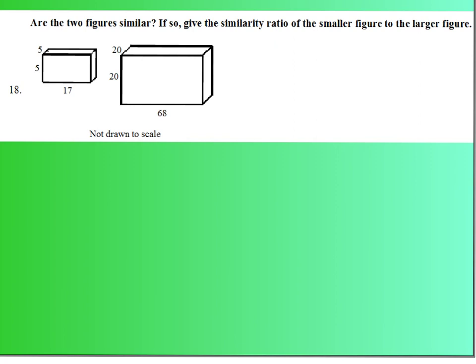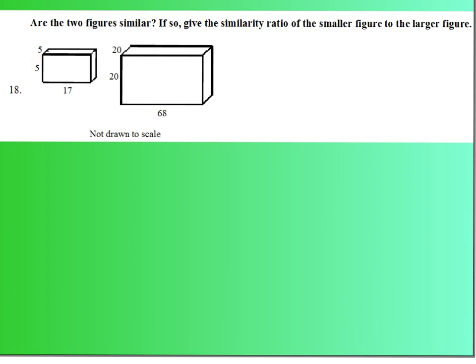Number 18 says, are the two figures similar? If so, give the similarity ratio of the smaller figure to the larger figure. So the first thing to notice is, are they even the same shape? Yes, they both are the same shape. So now we're going to compare their dimensions.